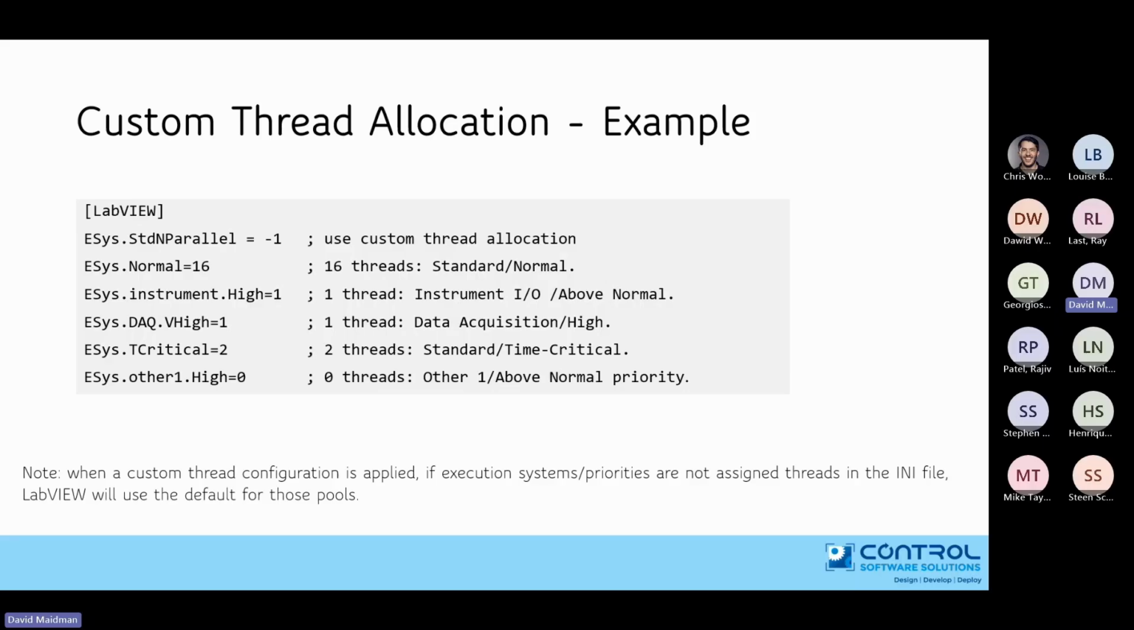I've set esys.standard parallel equals -1. So I'm telling LabVIEW I'm going to use custom settings, and then I've set some priorities. So esys.normal, I'm going to have 16 threads. Instrument .high, I'm going to set 1. So what I'm saying there is for the high priority thread in the instrument pool, I'm going to have 1 thread, but it's 1 high priority thread.